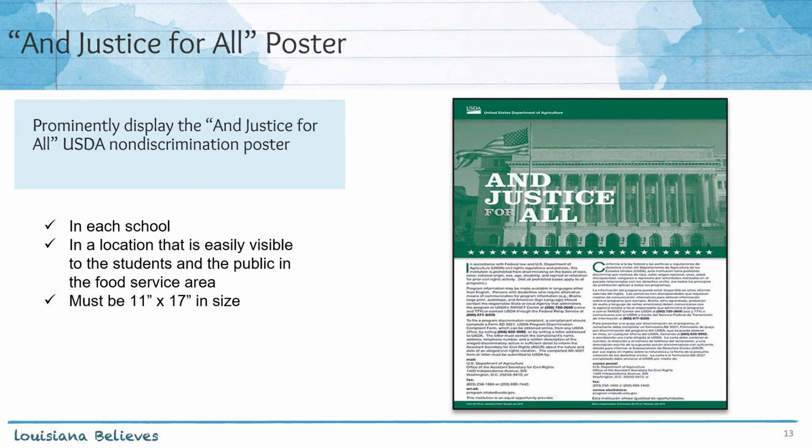The And Justice for All poster. All SFAs must prominently display the USDA non-discrimination poster And Justice for All. The poster must be 11 by 17 in size. Posters should be displayed in each school and in a location that is easily visible to the students and the public in the food service area.